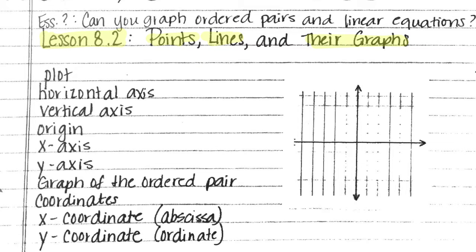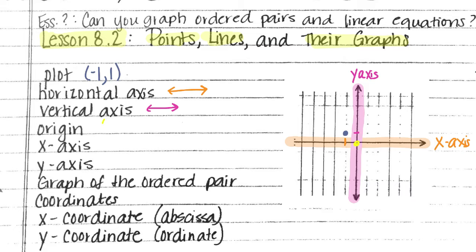Plot. Plot means I'm going to plot a point. So let's say I say -1, +1. That is plotting the point -1, +1. The horizontal axis is the x-axis. The vertical axis is the y-axis. And the origin is the dot right in the middle at 0, 0.